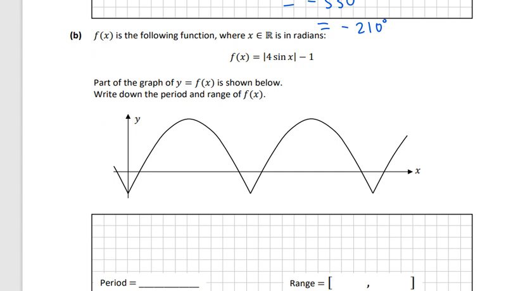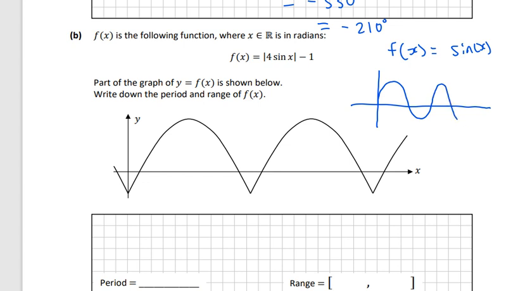Right, so this question, it's a trig graph, but there's modulus in it. So the two lines either side of the 4 sine x there are modulus. If you were to take the graph f of x equals sine x, it would look like something a bit like this. So it goes up and down, up and down, and up and down.